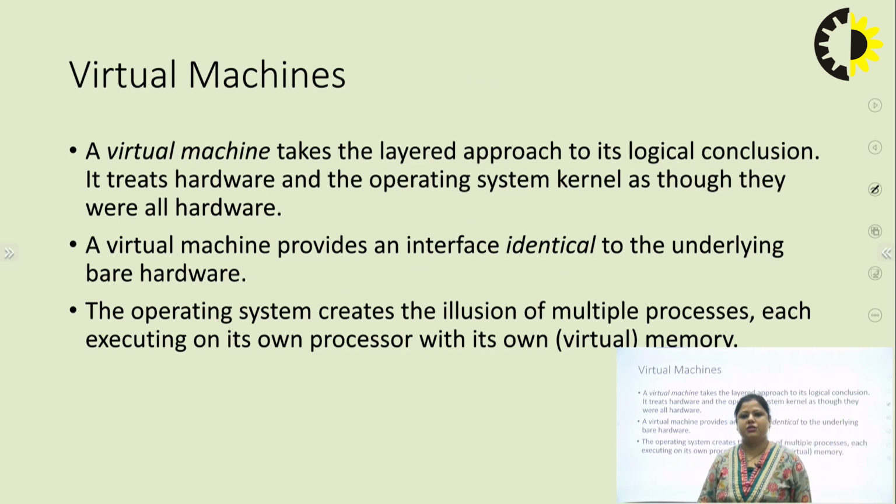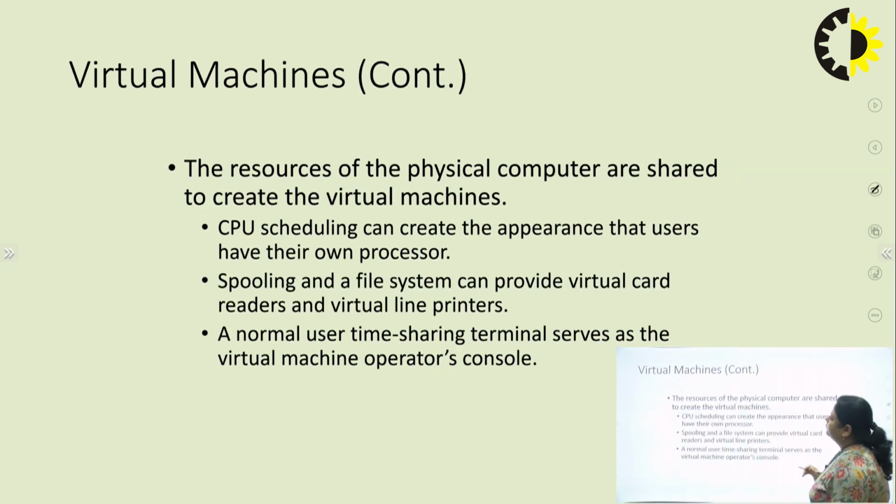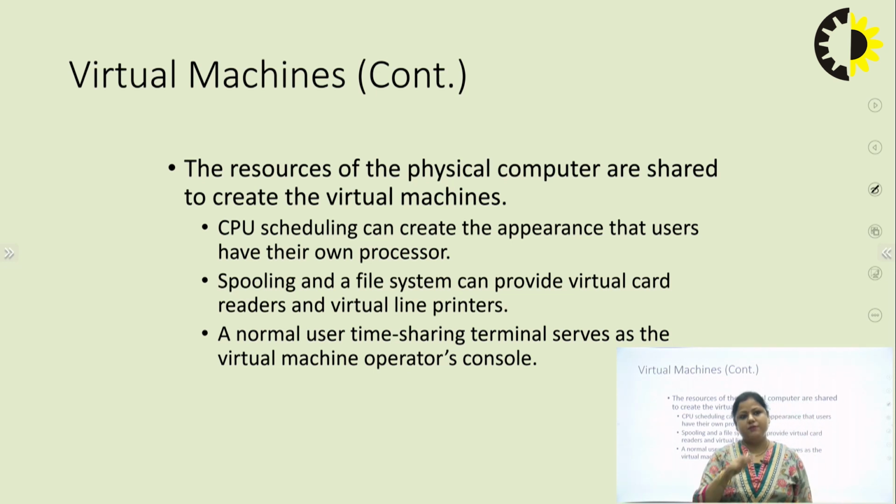Next is virtual machine. What is a virtual machine? A virtual machine takes a layered approach to its logical conclusion. It treats hardware and the operating system kernel as though they were all hardware. The virtual machine provides an interface identical to the underlying bare hardware. The operating system creates the illusion of multiple processes, each executing on its own processor with its own virtual memory. And some resources of the physical computer are shared to create the virtual machine.